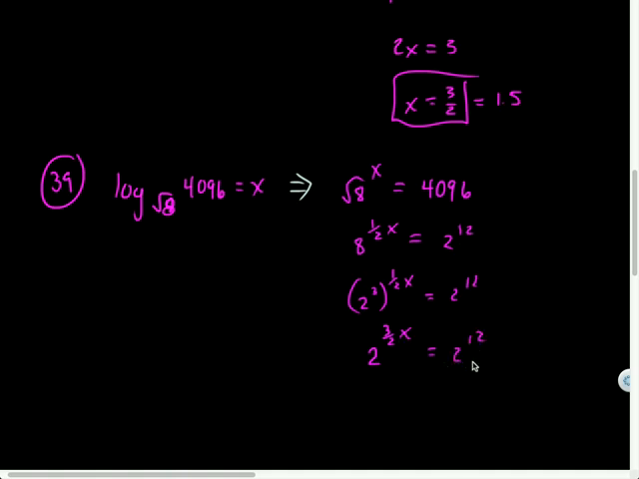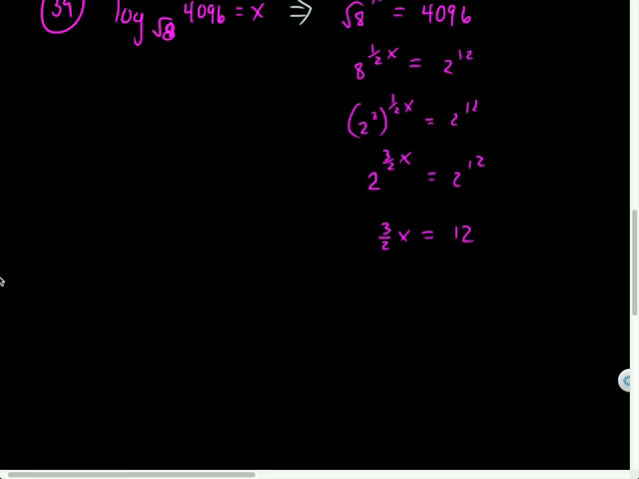And now if I've got two powers that are equal, their base is the same, therefore their exponents must be the same as well. So 3/2 x equals 12. So this is a little bit trickier than I'd intended. I didn't show us this quite this way yesterday. So multiply both of those by 2/3, and I would get x equals 8.